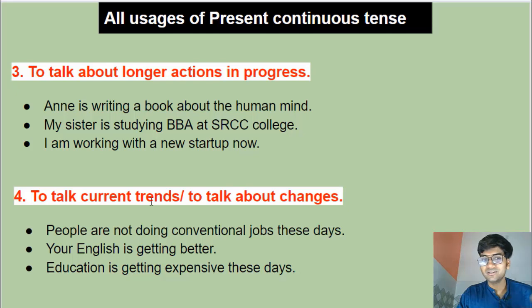Number 4, to talk about current trends or to talk about changes that are happening right now. Recent changes, okay? People are not doing conventional jobs these days. This is a trend, this is a change that we observe. This is a change, okay? Your English is getting better. That's a change that we see in you. Okay, and it's a continuous change. Education is getting expensive these days. It's a change that we see and it is happening. All right, education is getting expensive these days. So that's usage number 4.